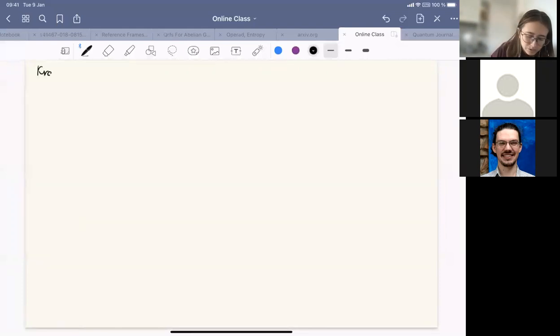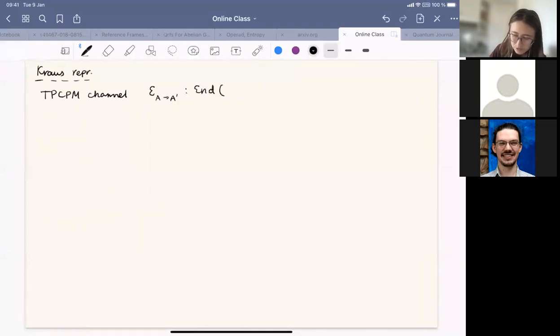So what is the Kraus representation? Given any TP-CPM channel, and TP-CPM means that it's a trace preserving, completely positive map, which we mark as epsilon, which maps from A to A prime. So basically it takes endomorphisms in the Hilbert space HA to the endomorphisms of the Hilbert space HA prime. And these endomorphisms are basically density matrices. So it takes density matrices in Hilbert space A to density matrices in Hilbert space HA prime.